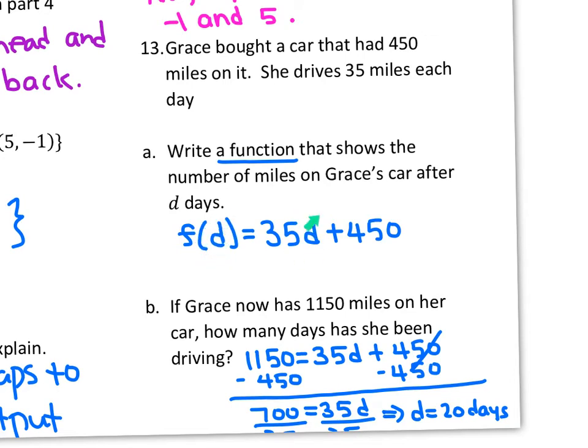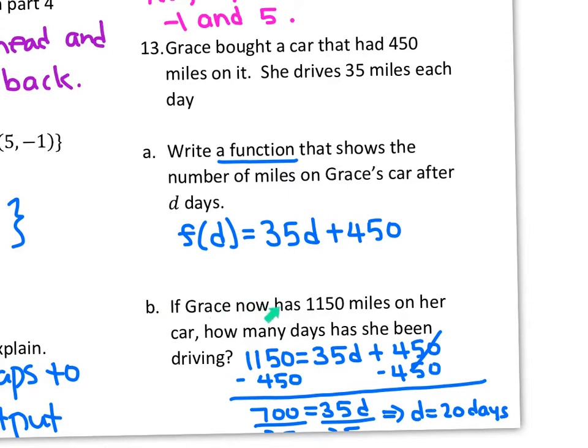Now, how many days is she driving? We don't know. We don't know how many miles she's going to drive in one day. So she drives 35 miles each day, but we don't know how many days she's going to drive. So 35 miles every day plus the car already had 450 miles on it. So this is our function.